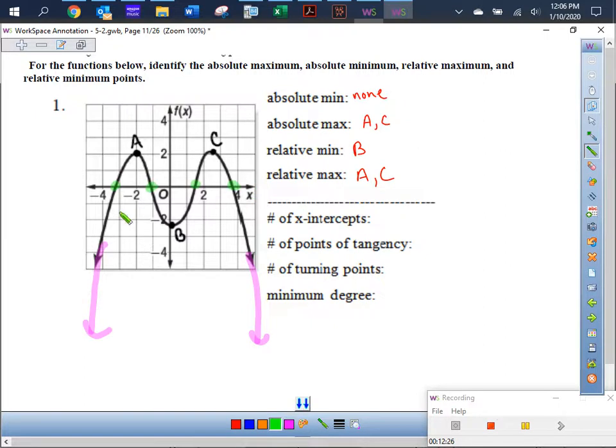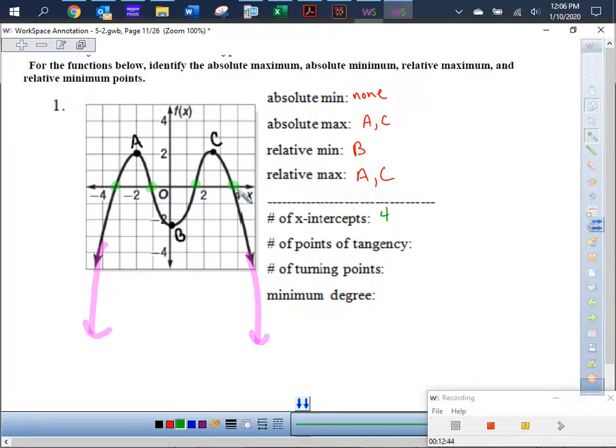They're not even talking about the zeros there. They're not asking like did they count once or twice or anything like that. They're just asking how many times does it touch the x-axis? So that is 4 times. This question is asking you about the points of tangency. Remember, that's where it just touched the x-axis, but it never crossed over. So this crossed over, this crossed over, this crossed over, and this crossed over.